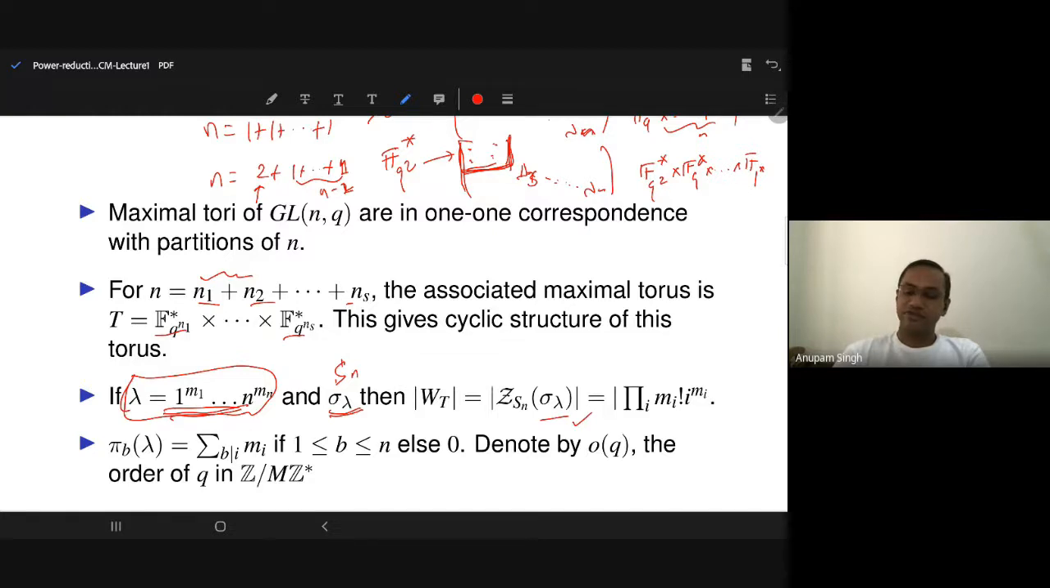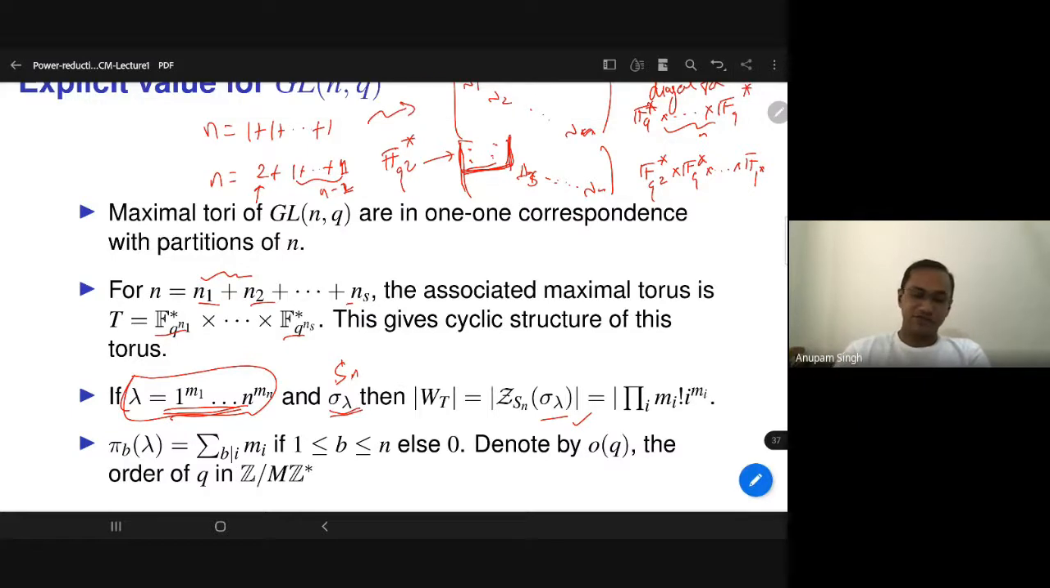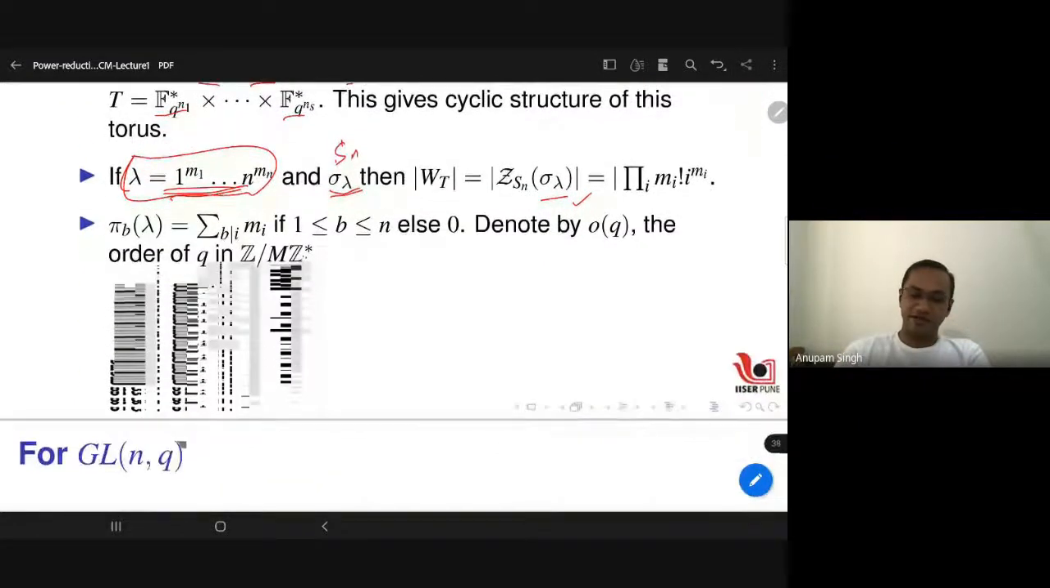So the size will turn out to be, if I'm given lambda as 1 to the power m1, 2 to the power m2, ..., n to the power mn, the product of factorial m_i times i to the power m_i. This is what the size will turn out to be at the end. And there are a bunch of other notations which I need. I will explain once I write the formula.